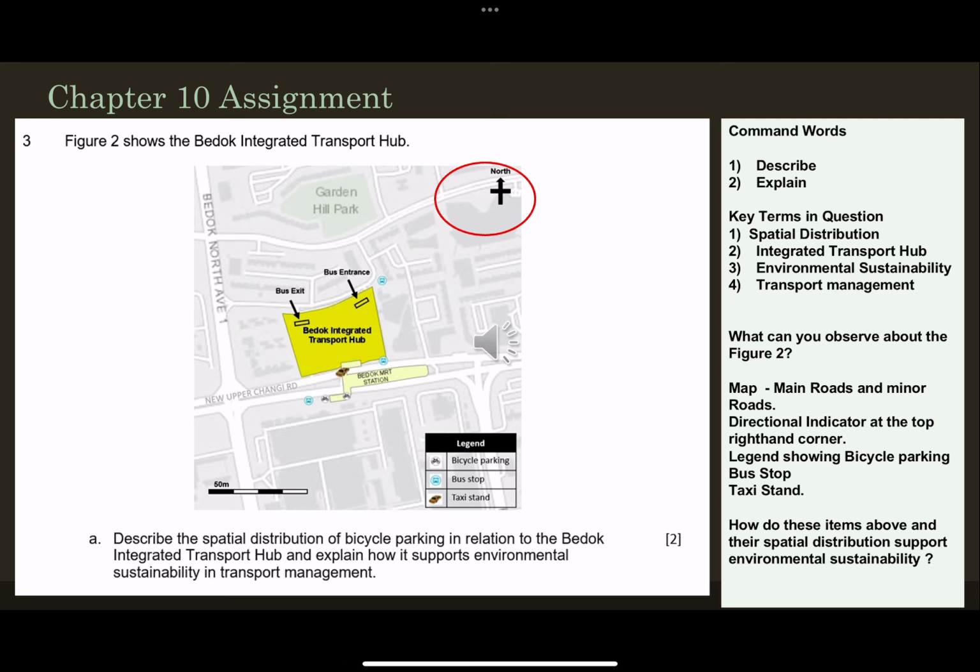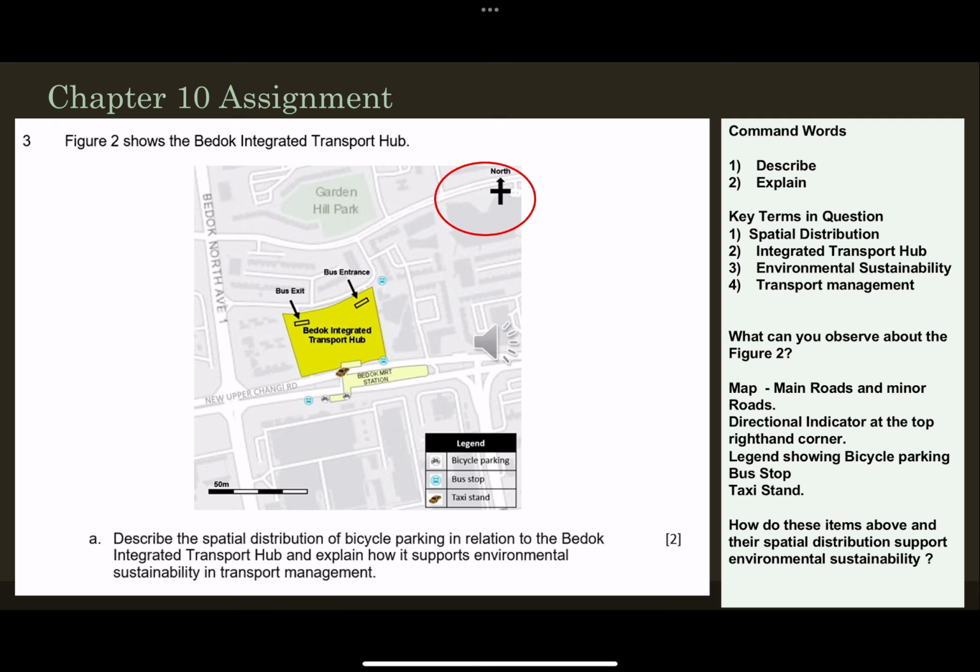Before we go ahead to write out our answer, there are a few questions that we should address. Firstly, what are the command words in the question? Secondly, what are the key terms in the question? Do you know what the key terms refer to? For example, what does it mean by spatial distribution? And how would you describe it in response to the map?